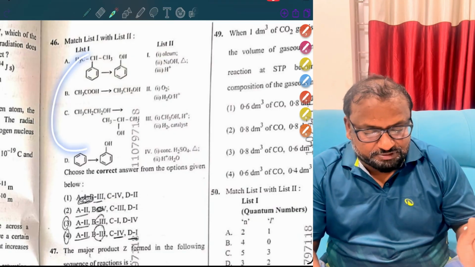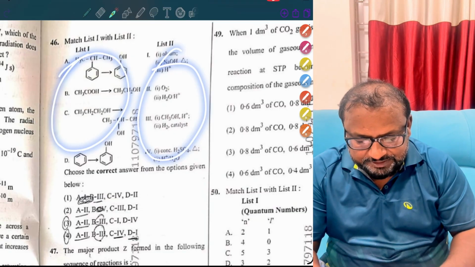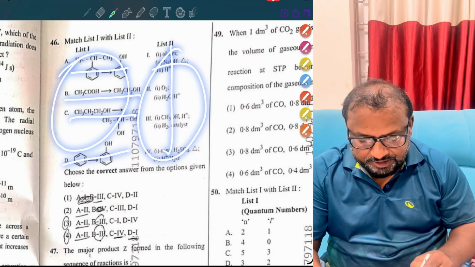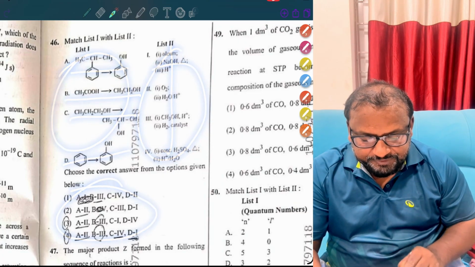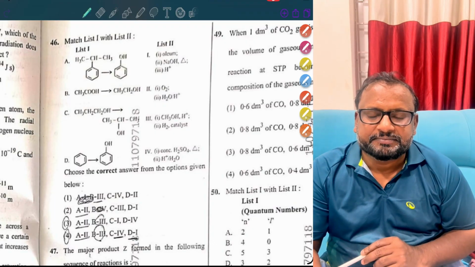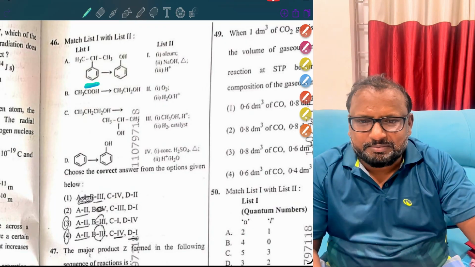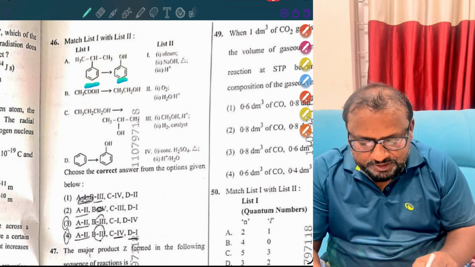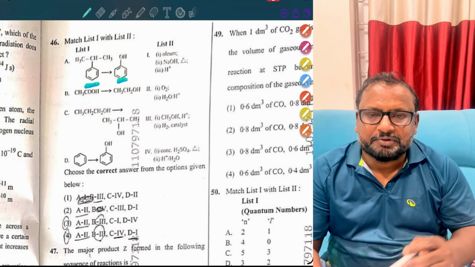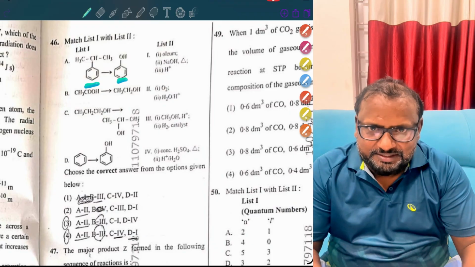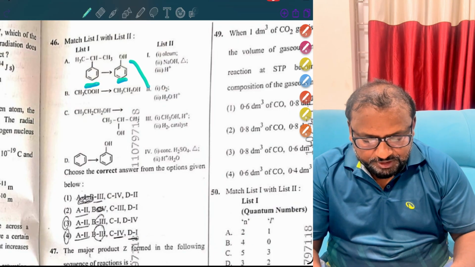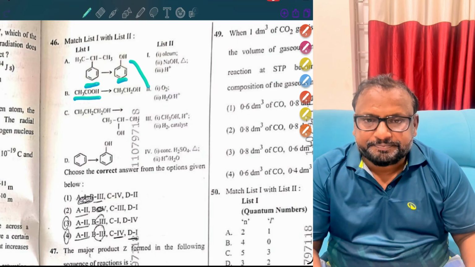So here comes the 46th question. The question is, match the following. Some conversions are given and reagents are given. We have to match them with each other. Simple questions, all NCERT-based questions here. First one is, cumene is converted into phenol. We know that it is an oxidation reaction that takes place in presence of air. So A goes with the second option.